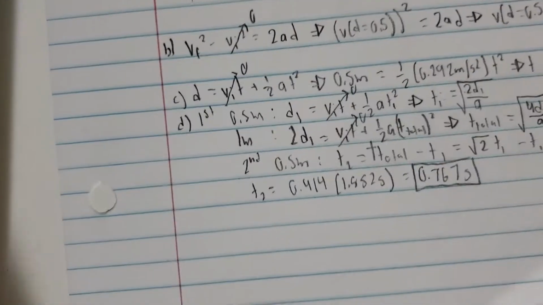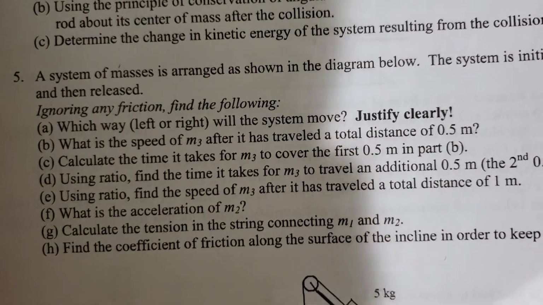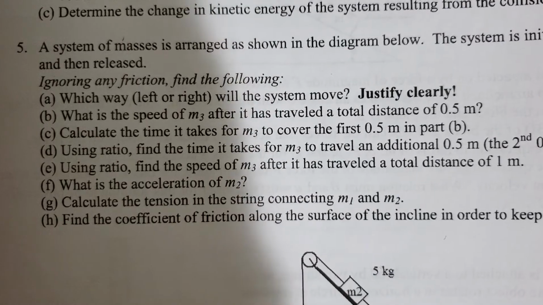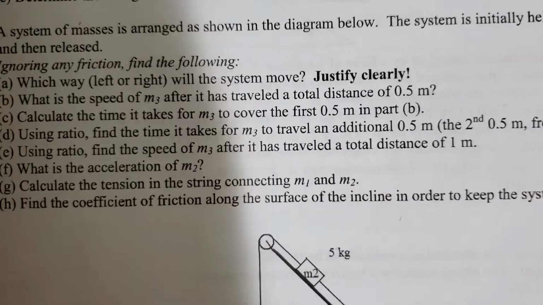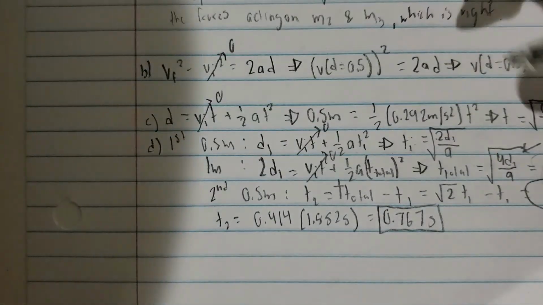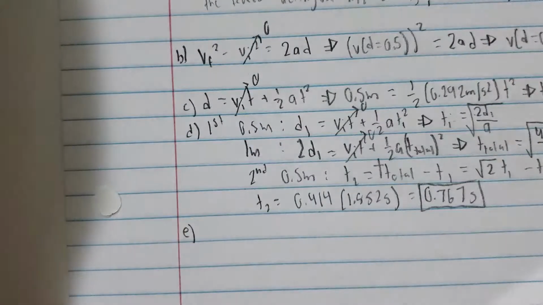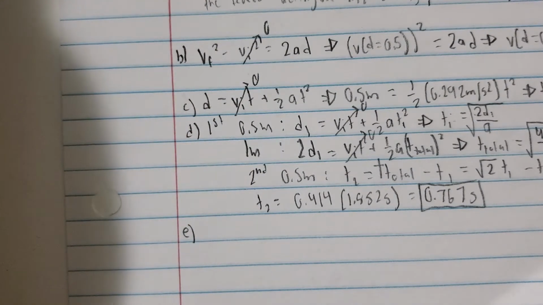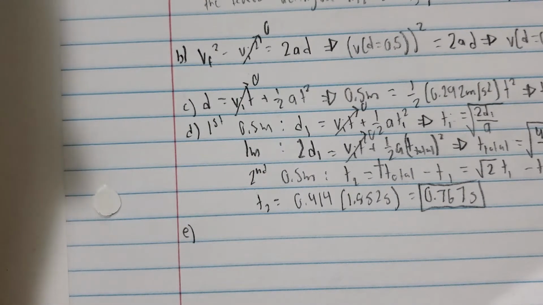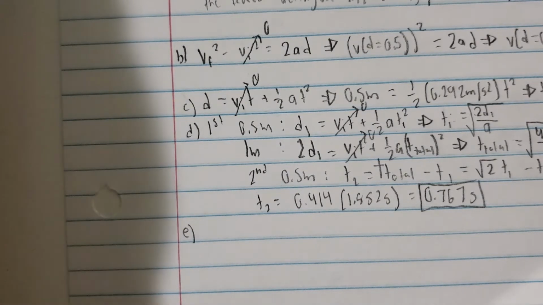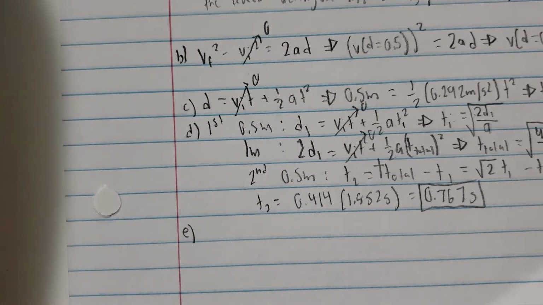All right. Part E asked us to use ratio to find the speed of M3 after it has traveled a total distance of 1 meter. All right. So I'm going to do a similar thing. First I'm going to define the velocity at d equals 0.5 first, and then I'm going to define the velocity at d equals 1 meter, and then I'm going to set up a ratio and then use that to help me find the velocity at d equals 1 meter.